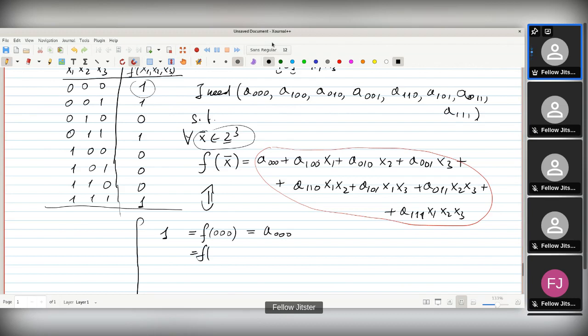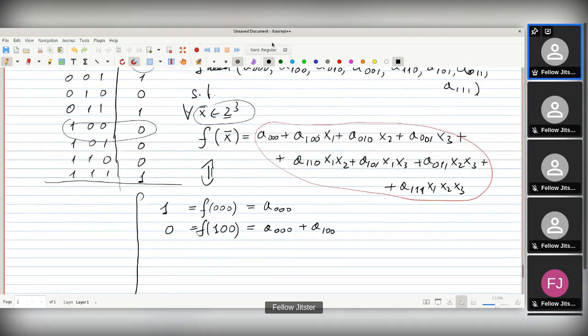My next equation, f of 1, 0, 0. From one hand, it is 0. And on the other hand, if x1 is 1 and all the other is 0, I will obtain a100. Is it clear?